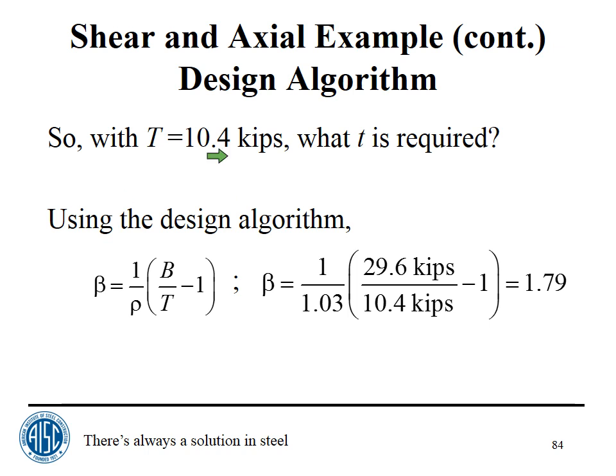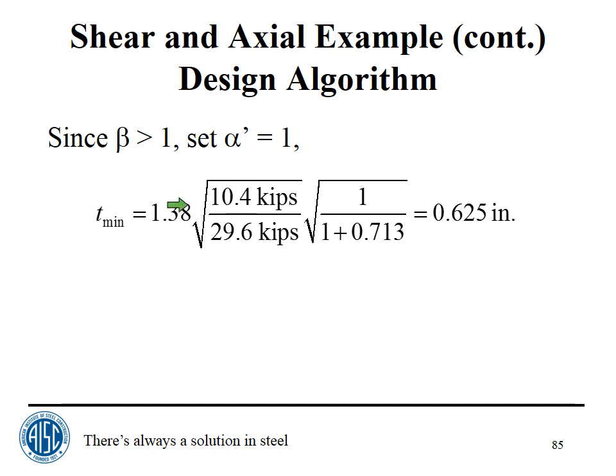Using the design algorithm, we calculate the quantity beta. Beta is equal to 1 over rho times b over t minus 1, which gives me 1.79. Since beta is bigger than 1, we set alpha prime equal to 1, and we calculate t. This is the least thickness that'll do the job. If the required strength is 10.4 and the bolt strength is 29.6, it's the square root of that, multiplied by the square root of the quantity 1 over 1 plus delta. There's an alpha prime in here, but it's 1. Square root of that, multiply those together, multiply them by t sub c, 1.38, which gives you 0.625.